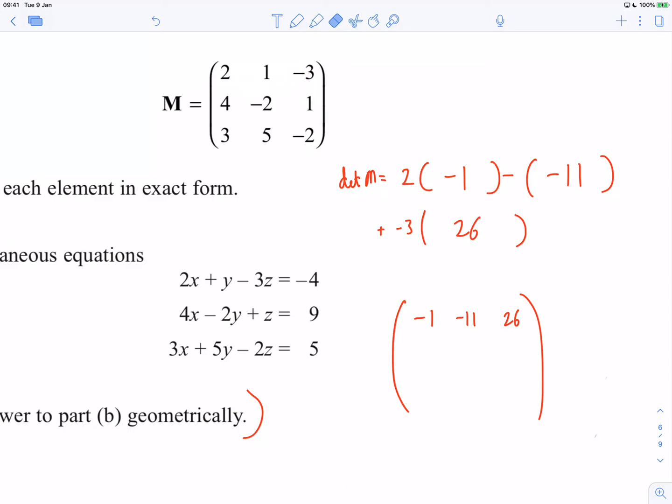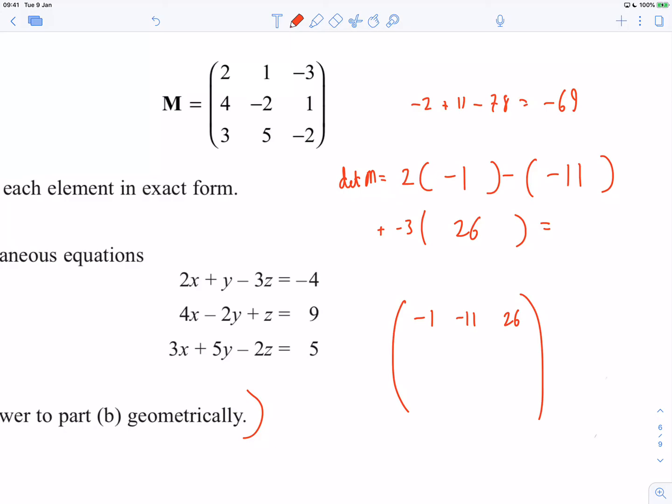Right, so what's the determinant? I've got 2 times minus 1, which is minus 2. I've got minus 11, which is plus 11. And I've got minus 3 times 26, which is minus 78, isn't it? Calculator time. So what's that? Minus 80 plus 11. That's just minus 69.